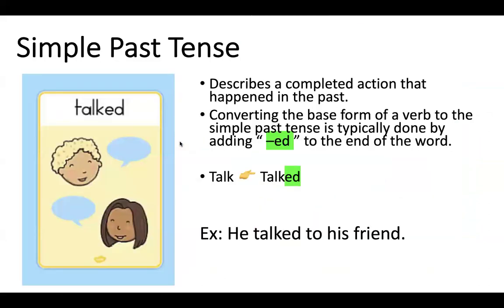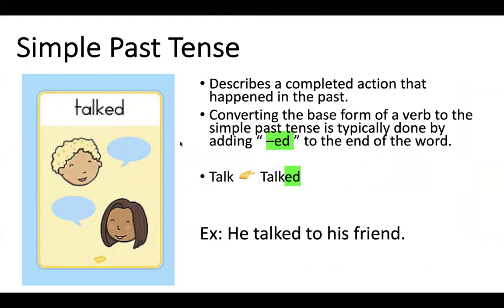Taking a closer look at simple past tense. Simple past tense describes a completed action that happened in the past. So converting the base form of a verb to the simple past tense is typically done by adding ed to the end of the word. If we take the word talk and we add ed to it, it becomes talked, which is the simple past tense of the word talk.